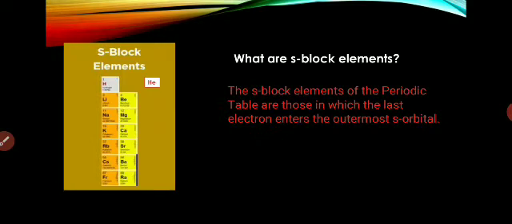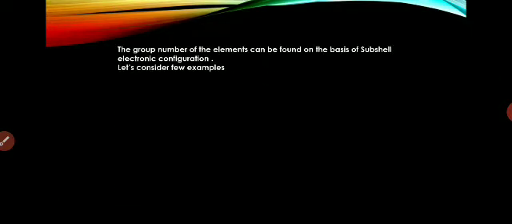S block elements are represented at the extreme left of the modern periodic table. What are S block elements? The S block elements of the periodic table are those in which the last electron enters the outermost S orbital. The group number of the element can be found on the basis of subshell electronic configuration.